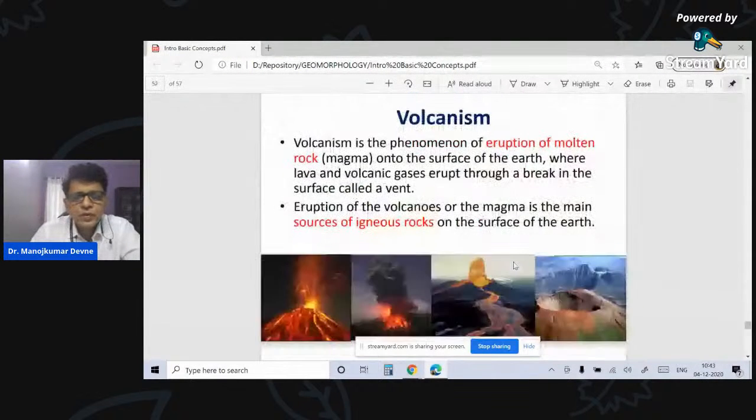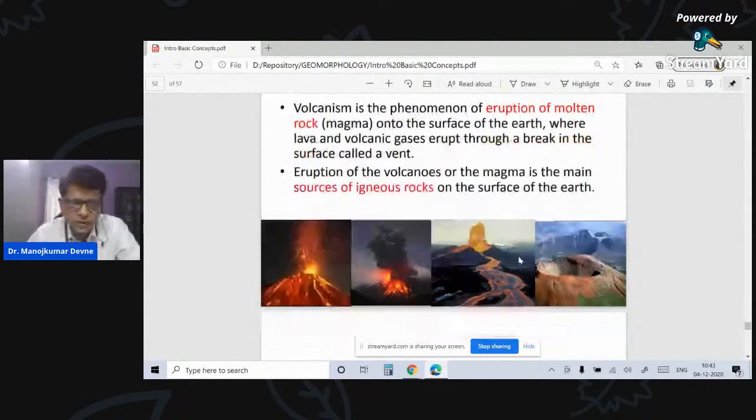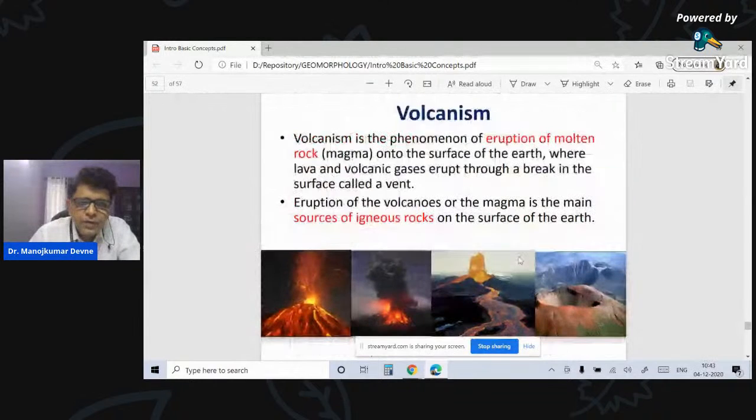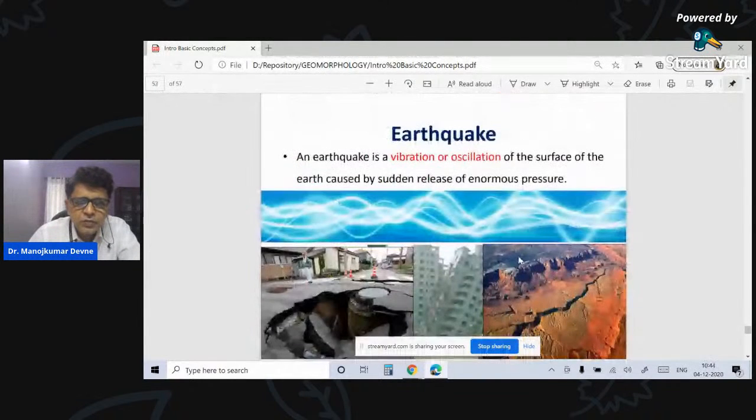Volcanism: you'll see that various sources lead to bursting of magma into open air, falling lava, and this solidification of lava will lead to igneous rocks. The igneous rocks are also called primary rocks. This is volcanism. This is earthquakes. It's basically shaking of the ground surfaces.